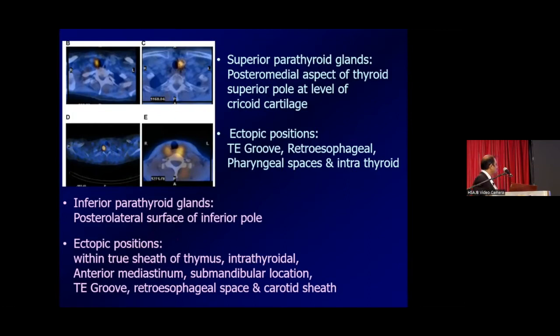It can be in the true sheath of thymus, it can be intrathyroidal, it can be in anterior mediastinum, it can be in submandibular location, it can also be in retroesophageal and carotid sheath and tracheoesophageal grooves. Three important sites. One is carotid sheath. You have to look in tracheoesophageal region. Majority of the time you will be picking up, and the other one is anterior mediastinum. Submandibular location is very rare. So always you should know what to look in the SPECT-CT.